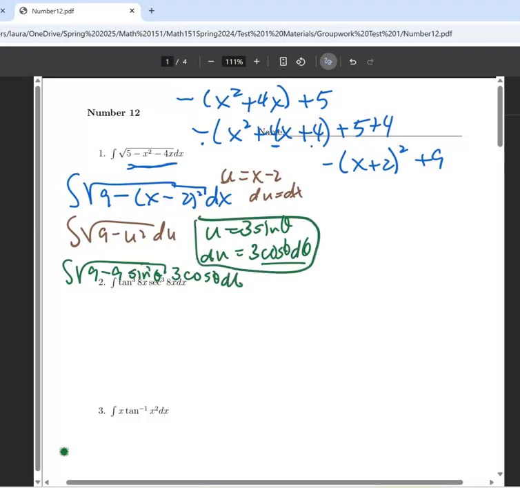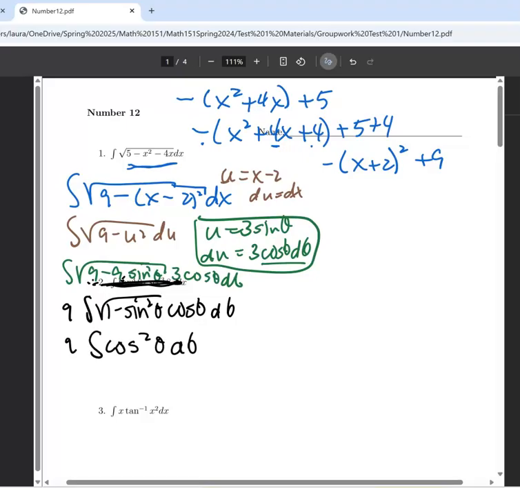Okay, so then I'm going to say, oh, look at that, will you? I'll come back to this. So I get a root 9, which is a 3, and then that 3 gives me a 9. This gives me the square root of 1 minus sine squared. I know that's cosine squared under the square root. So all of that gives me a cosine squared theta total.